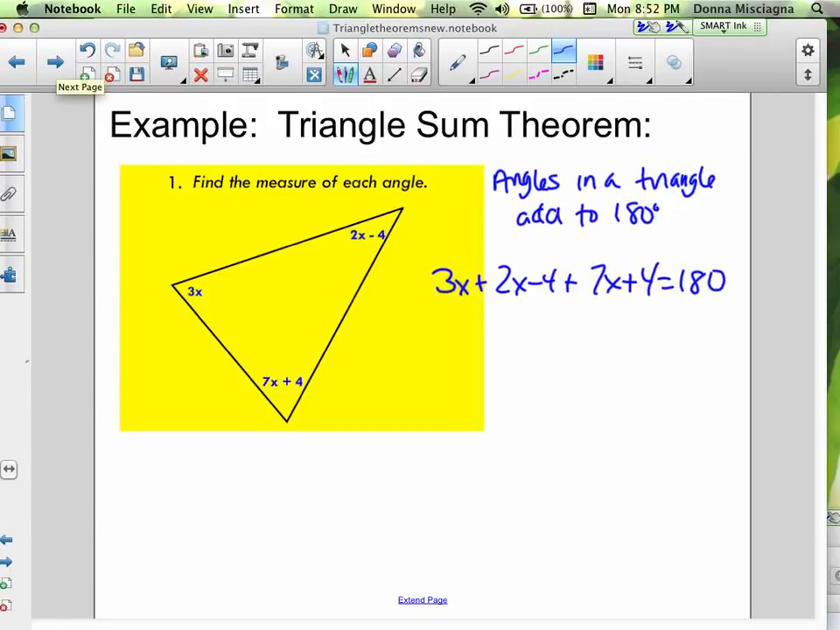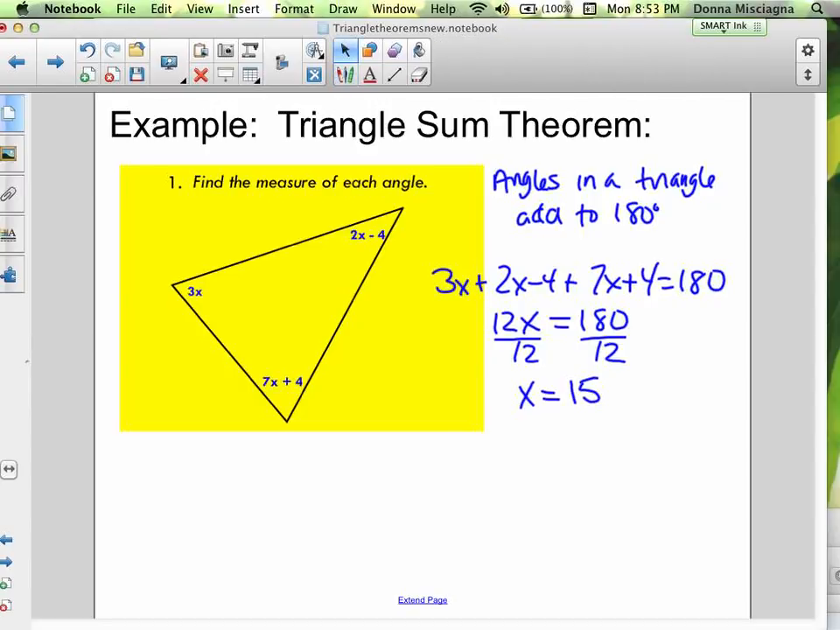So 2x plus 3x, that's 5x. 5x plus 7x, that's 12x. And well, negative 4 plus positive 4, well, that's 0. So I have 12x equals 180. And if we divide both sides by 12, x is going to equal, well, 10 times 12 would be 120. So I'm 60 away. And 12 times 5 is 60. So 60 plus 120 is 180, and 10 plus 5 is 15. Right? So there you go. X is equal to 15.